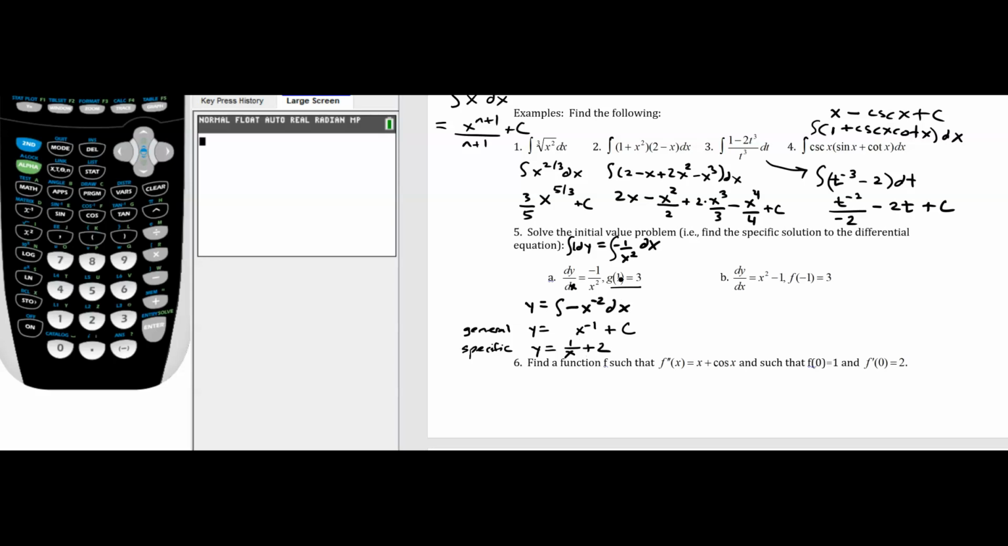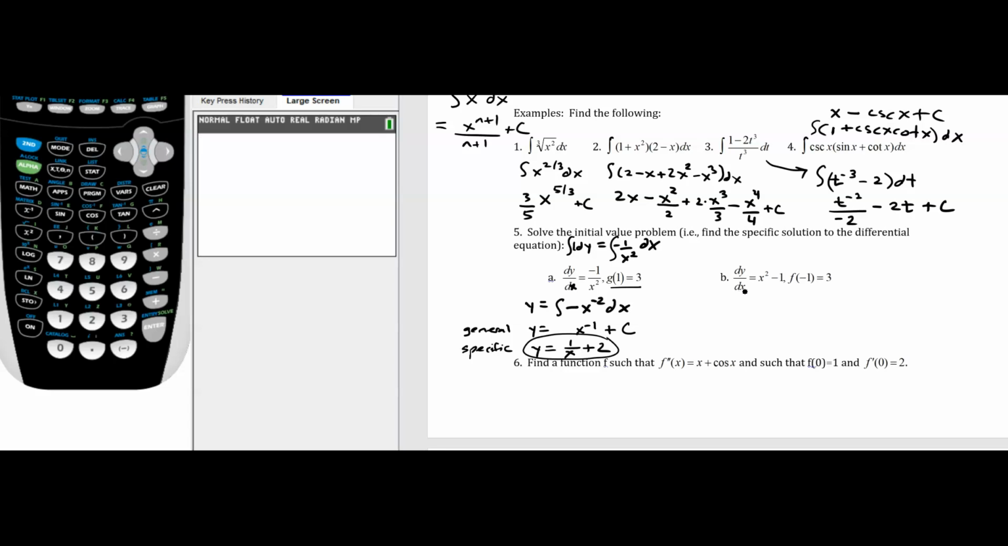And that's, again, because now you can verify it here. You plug 1 in now. 1 over 1 is 1, plus 2 gives you 3. We know that g of 1 is equal to 3. So that would be the solution to the differential equation, and we would classify that as the specific solution to the differential equation. Okay, example B.